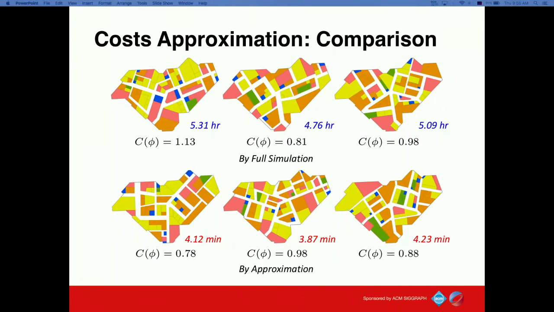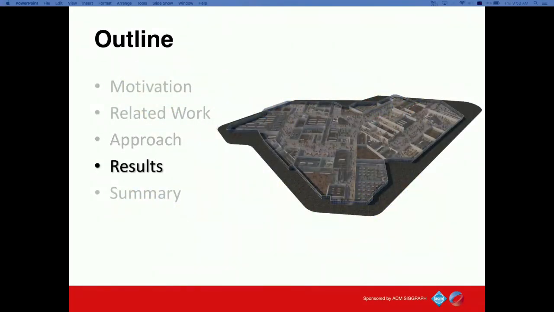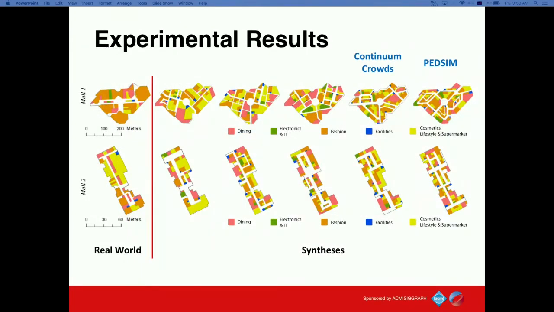Next, we show some of our results. We have synthesized layouts for 5 scenarios: mall, train station, building, theme park, and campus. The original layouts are real-world layouts in North America and Asia. We set a different number of agents for different scenarios. Here, we also applied 2 other cross-simulation models, continuum crowd and PathSim, for computing agent-based costs in our approach.